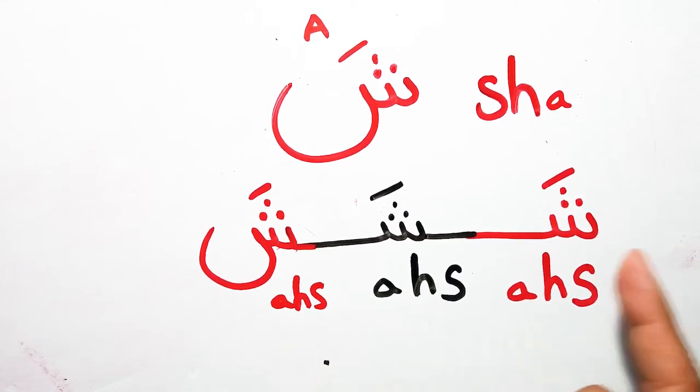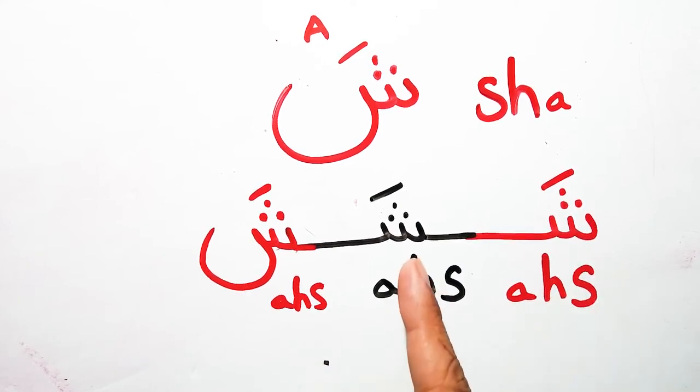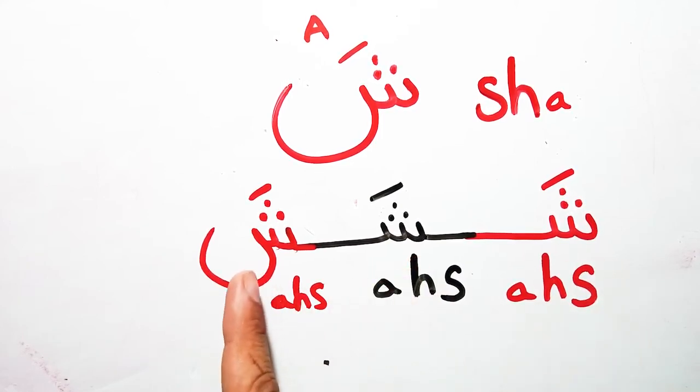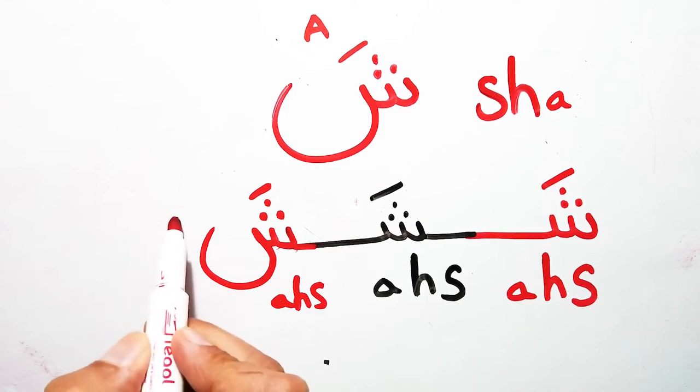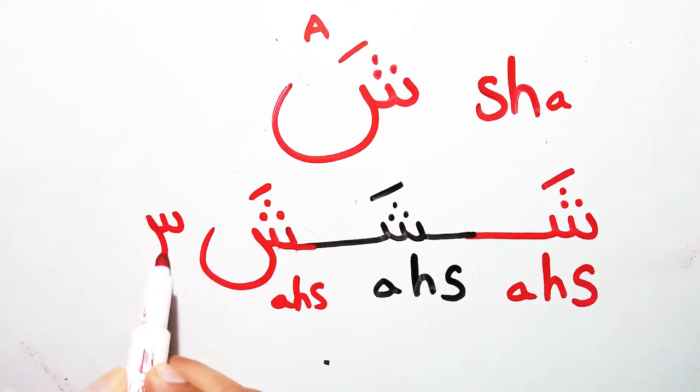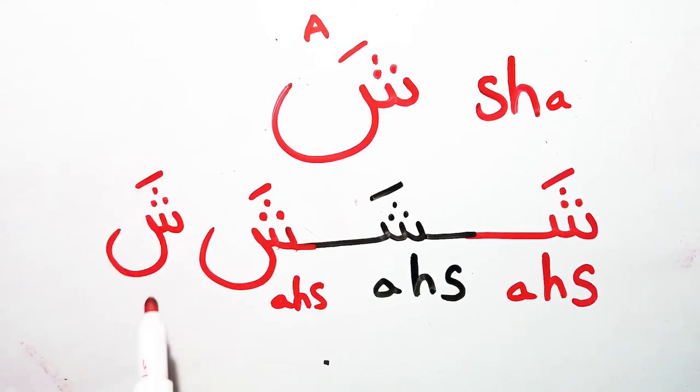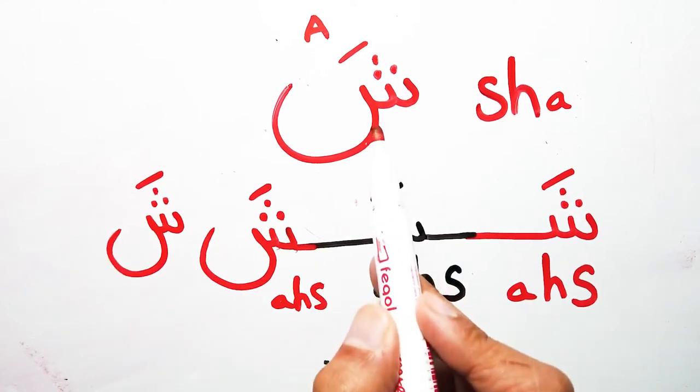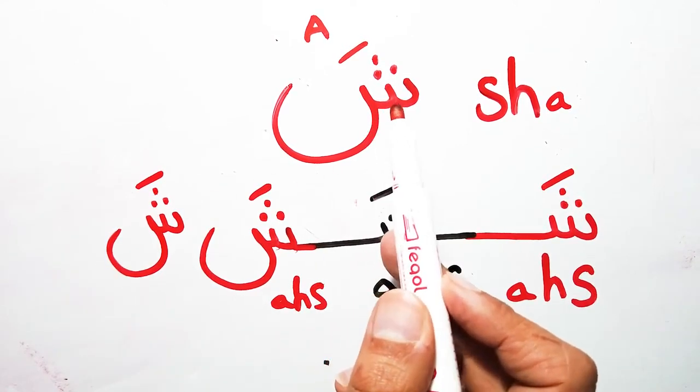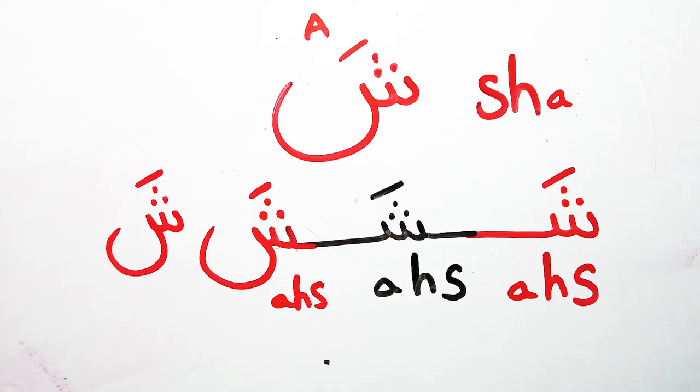Sh in the beginning of the word, in the middle of the word, in the end of the word. In the end of the word, it can be like this too. Sh. So it looks like sh when it is separated out of any word. So we have two shapes of sh in the end of the word. We will learn later why it could be like this or like this.